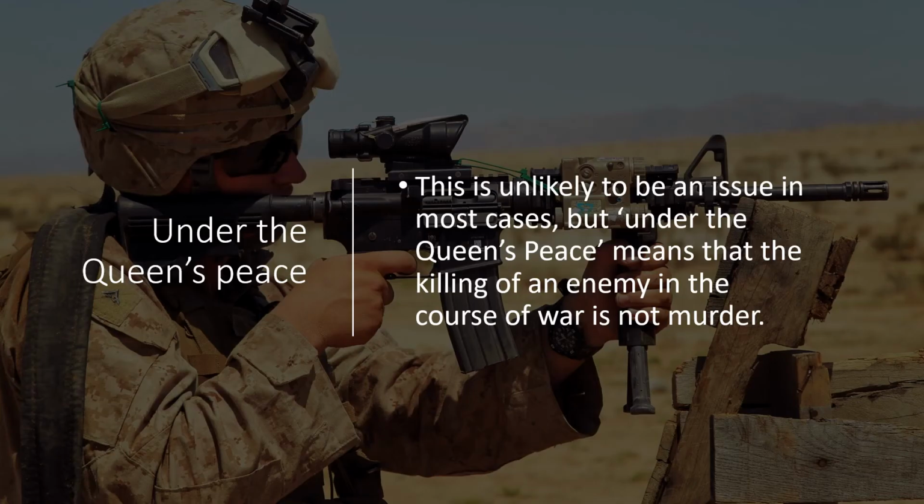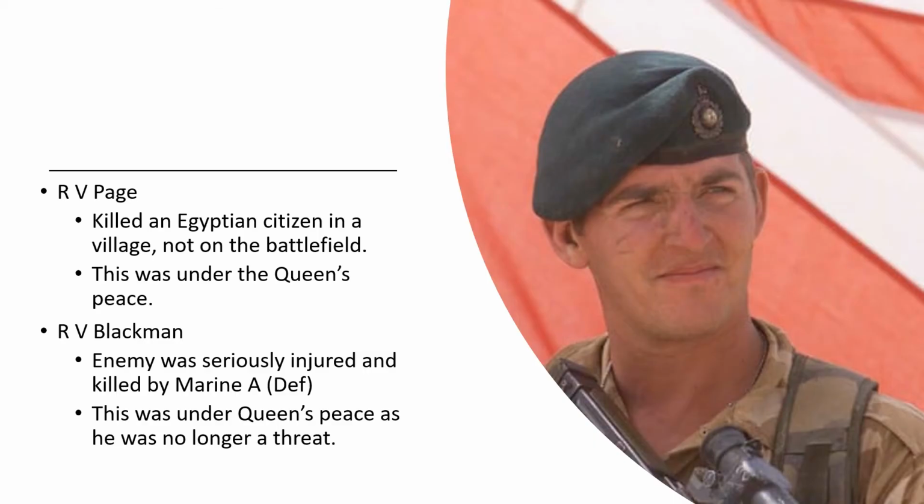So just so we know what under the Queen's Peace is, it just means we're not at war. There are slight nuances to this though. So there are two key cases. So we've got the case of Page. In this particular case, the defendant killed an Egyptian citizen in a village, not on a battlefield, and therefore this was under the Queen's Peace. The killing needed to take place in a battlefield to be considered at war, and therefore everything else was Queen's Peace. And then we have another famous case of Blackman.